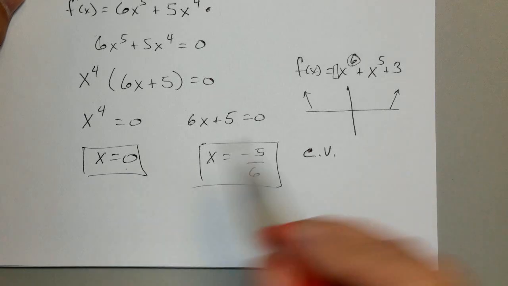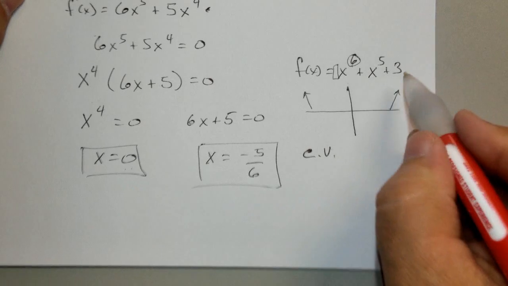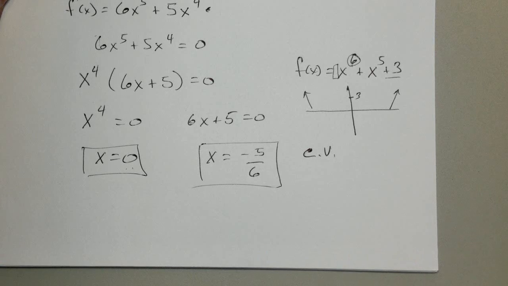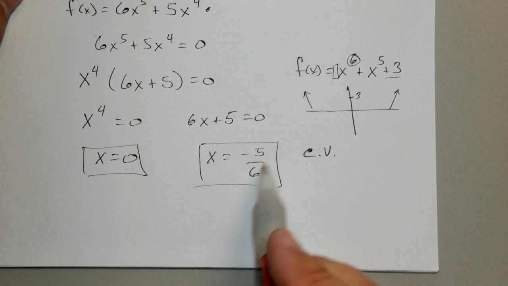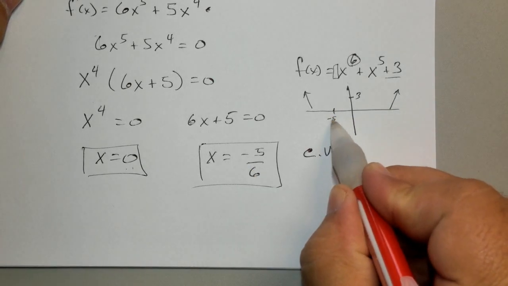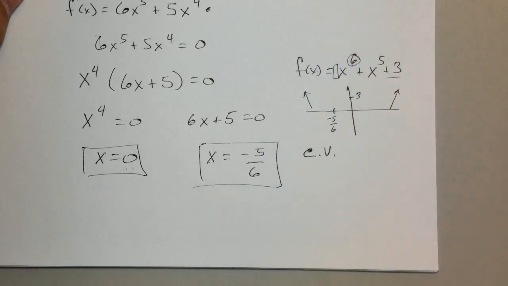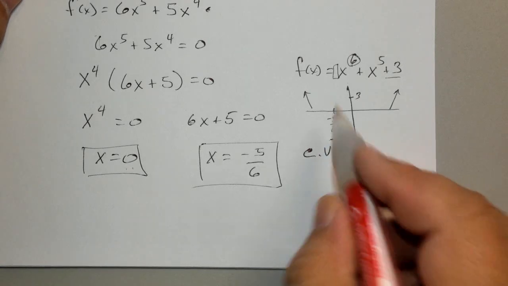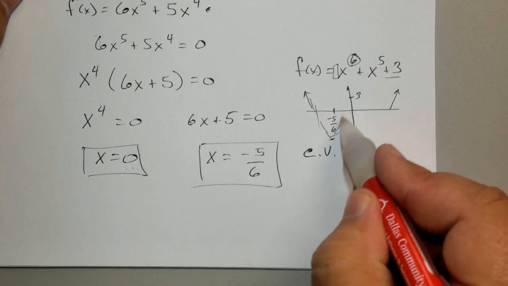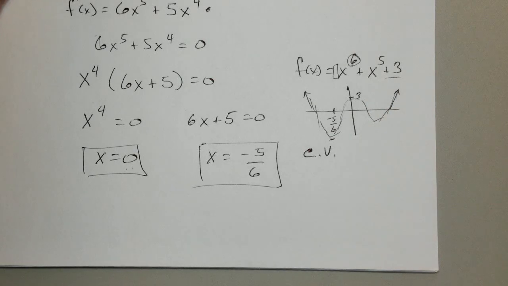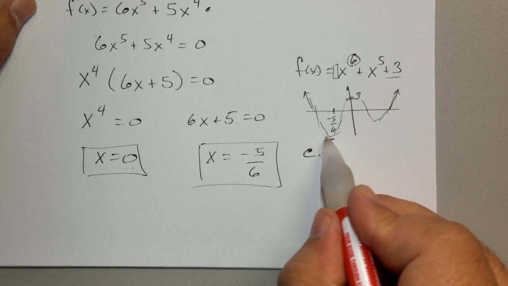But the only thing we know for sure, when x equals 0, y equals 3, that is one of our vertices. And then at negative 5/6, we plug that in there, and we would find the second vertex. It would be negative somewhere there. So we could guesstimate the graph's going to look something like this. It may have more curves, but we know for sure that we have only 2 vertices.